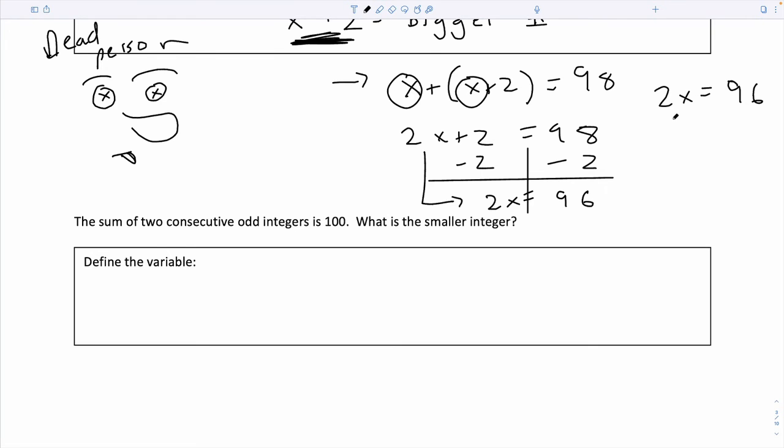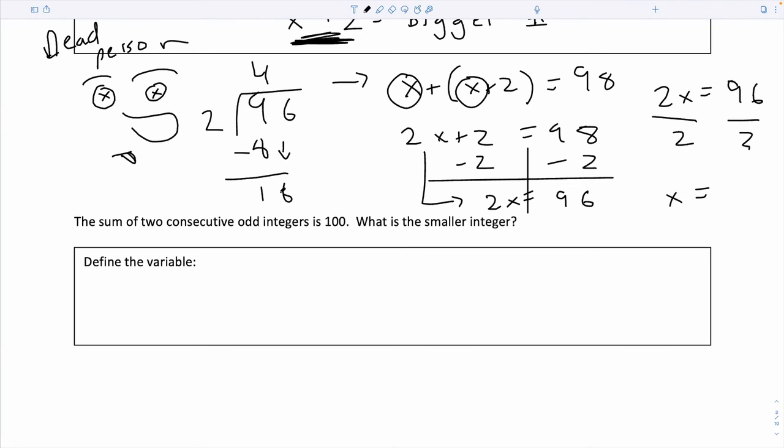What's my last step, Jacob? 96 divided by 2. If you need scratch for it, go ahead and jot it down. 4 times 2 is 8. 16 divided by 2 is 8. 48 should be your answer.